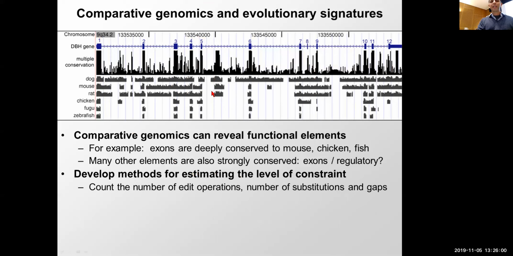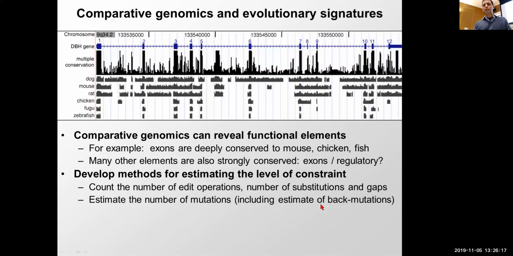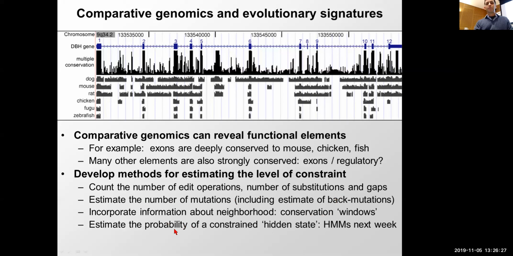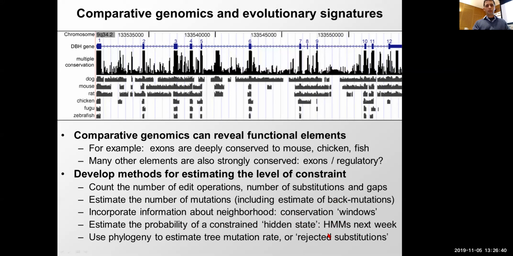As we talked about in the early lectures, you could do many different things. You could, number one, count the number of edit operations, the number of substitutions and gaps. You could also estimate the number of mutations, including back mutations, as we're going to see on Tuesday. You can incorporate information about the neighboring neighborhood. You could basically look for conservation windows. You could estimate the probability of a hidden conserved state or a hidden non-conserved state, and then alternate probabilities. And then this is what we saw, the week after we first introduced this slide.